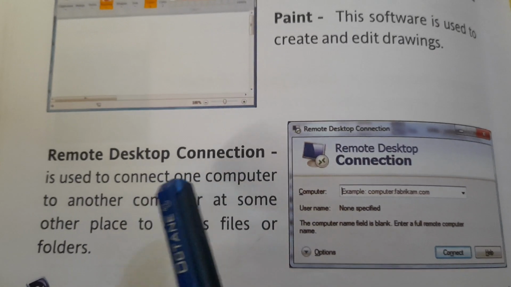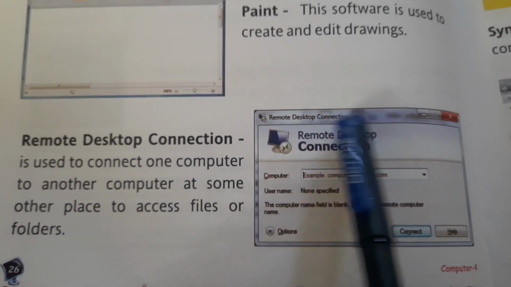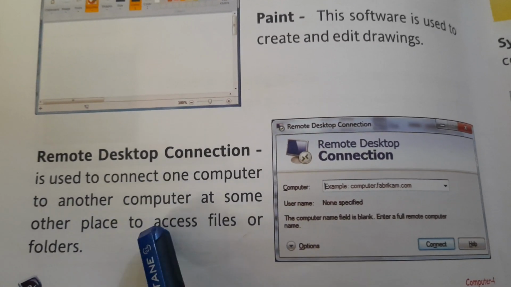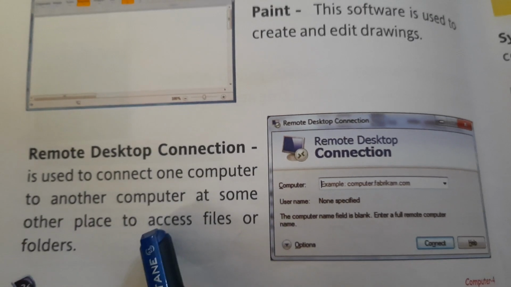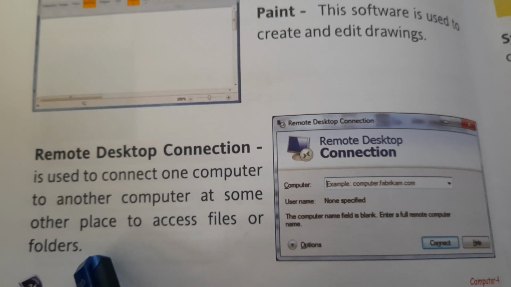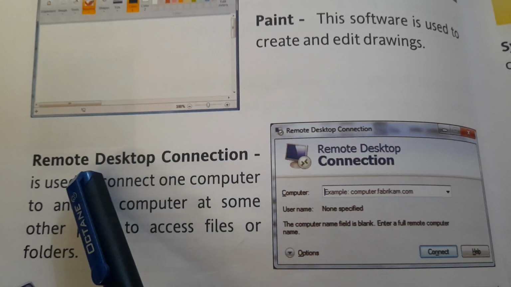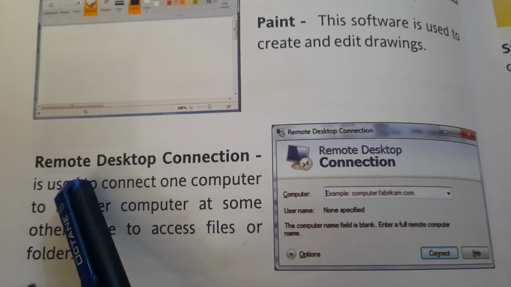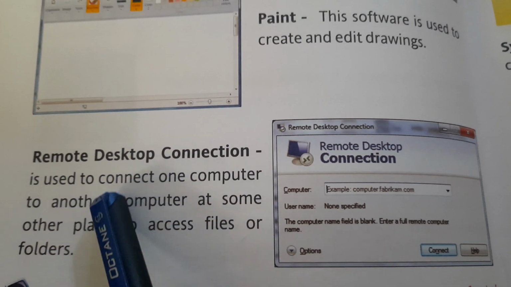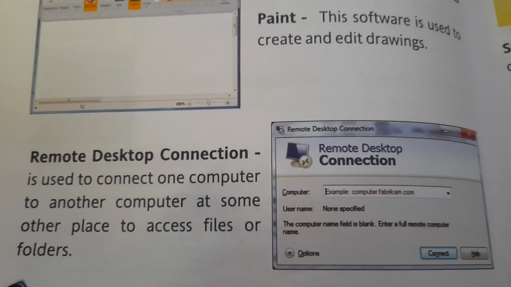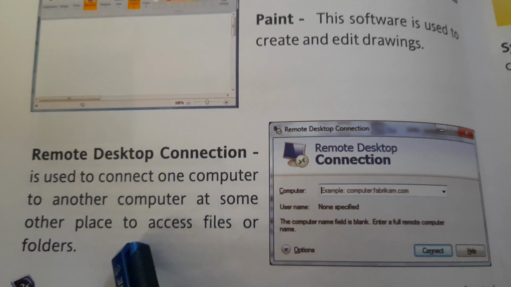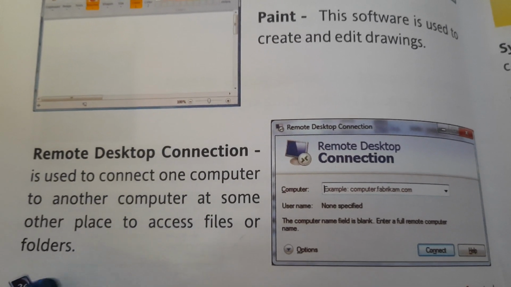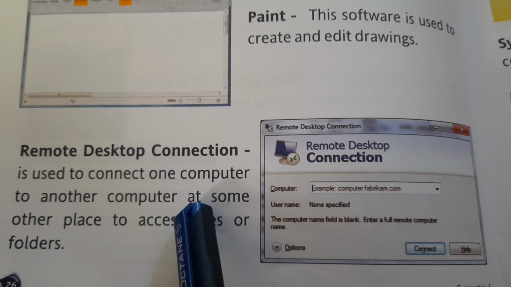Now next is Remote Desktop Connection. So this accessory looks like this. It is used to connect one computer to another computer at some other place to access files or folders. As the name suggests, it is used for connecting desktops which are remotely placed, in far off places. It is used for connecting two computers, so that we can share the same files and folders using this accessory.